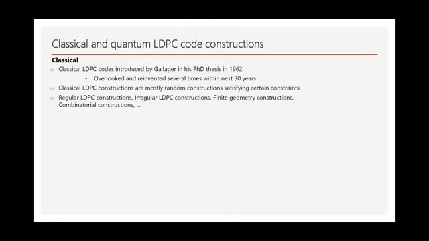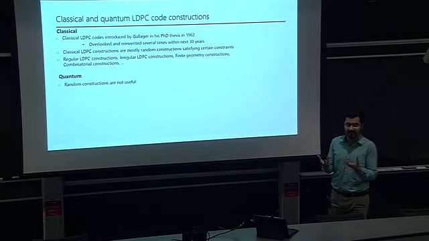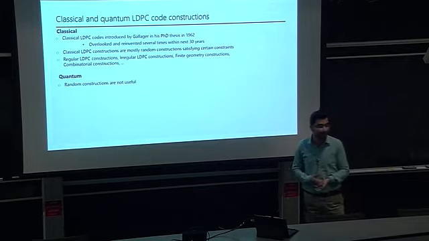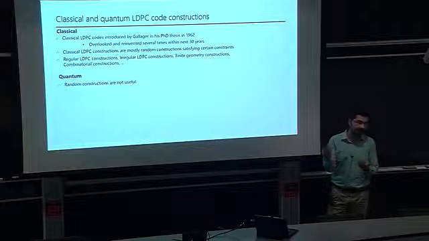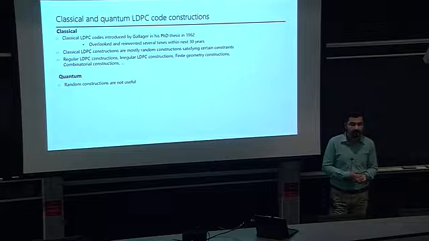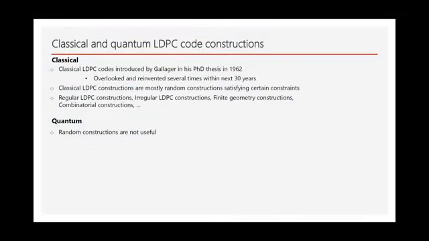So let's move on to the quantum case. As I said, in a CSS quantum LDPC code, we have CX and CZ, which are classical LDPC codes. If they're easy to construct, then why is it difficult in the quantum case? It turns out that the constraint that CZ perp should be contained in CX makes it very difficult to come up with good constructions. And so the random constructions don't work anymore.